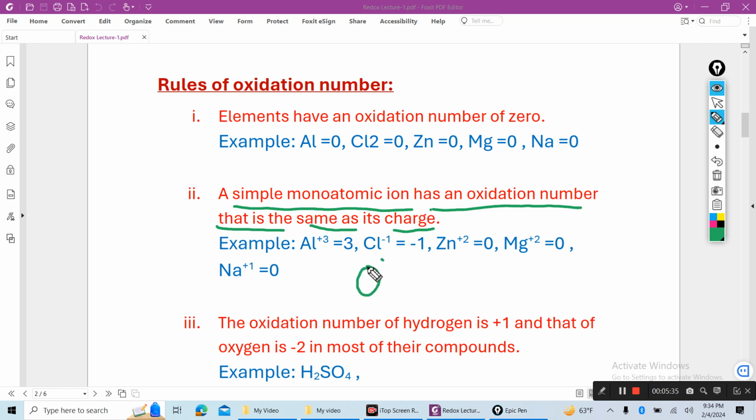Oxygen, monoatomic means single atom. Say it's 2-, its power, so oxidation number will be minus 2. Pb2+ lead, oxidation number will be plus 2.